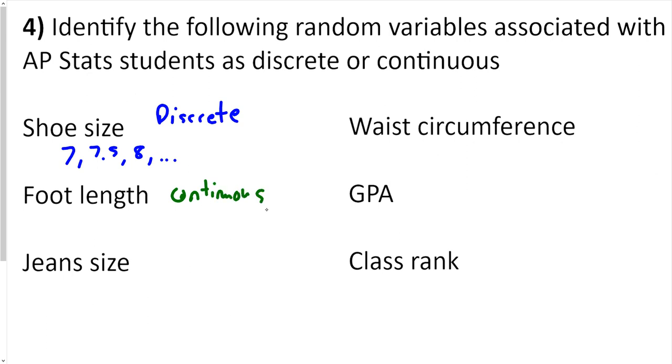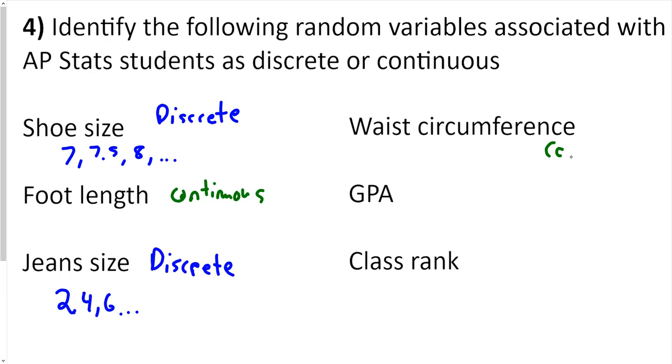Jean size. It depends on if you're wearing men's or women's jeans, but it might be size 2, 4, 6, or kid size. But there are no in-betweens, so this is a discrete random variable. Whereas waist circumference could be anything. That is continuous. You can have the in-betweens.